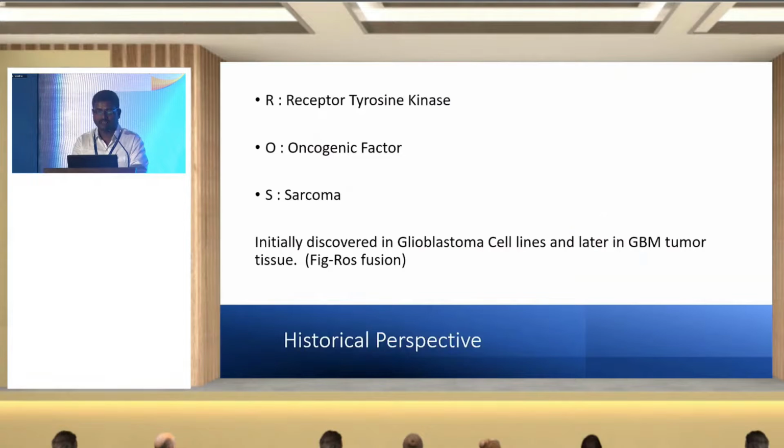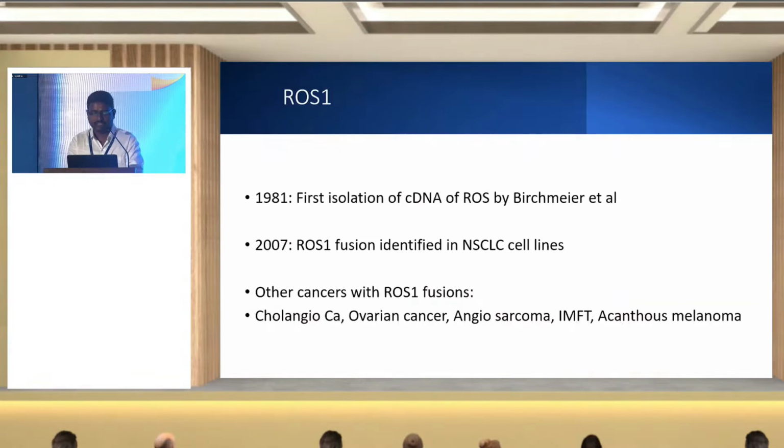So when we see the ROS, it is a receptor tyrosine kinase, a sarcoma oncogenic factor. Like many other targets, it was initially described in the glioblastoma cell lines and later in the GBM tumor tissue. And the initial fusion that was discovered was the FIG-ROS. So in 1981, it was the initial cDNA isolated, followed by ROS1 fusion in NSCLC detected only 30 years later. So this is a question that was usually asked.